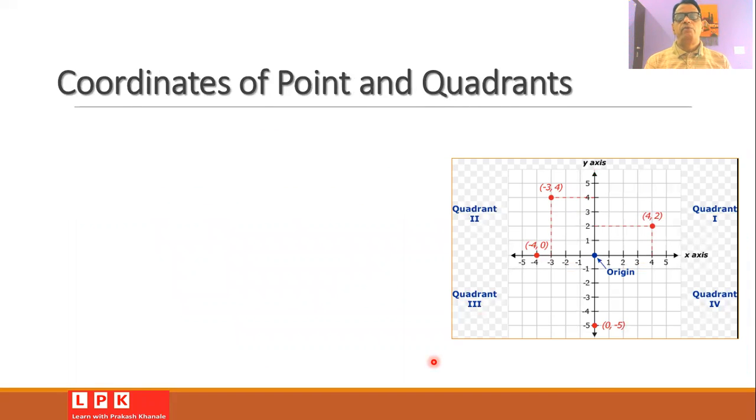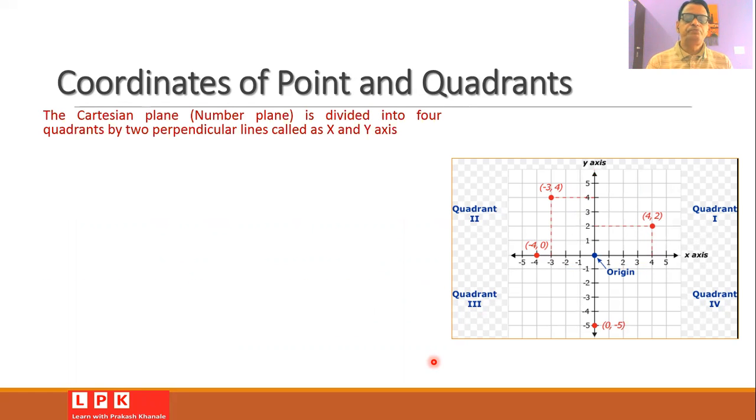Now let us understand what we mean by the coordinates of a point and what we mean by the quadrants. The Cartesian plane, many times called a number plane, is divided into four quadrants. Whenever we have two perpendicular lines, the first line, which is horizontal, is called the x-axis, and the second line, which is vertical, is called the y-axis. When the two lines are perpendicular to each other, the plane is divided into four quadrants.